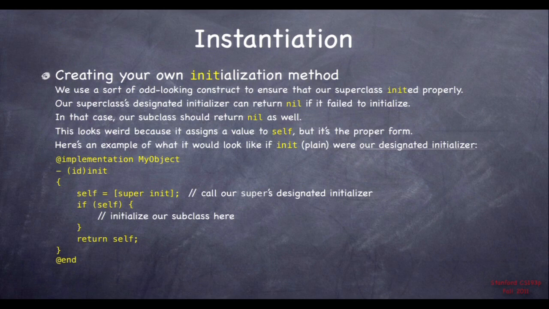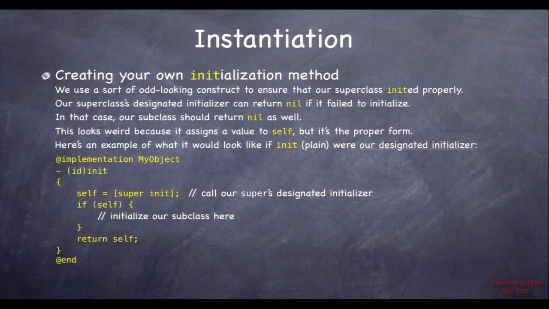Okay, that is allowed, frowned upon, but allowed. So when you're subclassing, you have to be able to check and see if your super returned nil. So here's my designated initializer. I'm calling my super's designated initializer, which is init. And then I'm checking to see if that returned nil. And if it didn't, then I'm going to initialize myself, and then I'm going to return myself. Okay? Everyone cool with this? It's a little goofy, but that's the way it is.